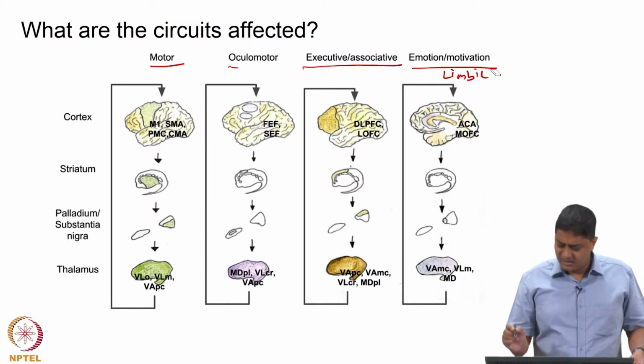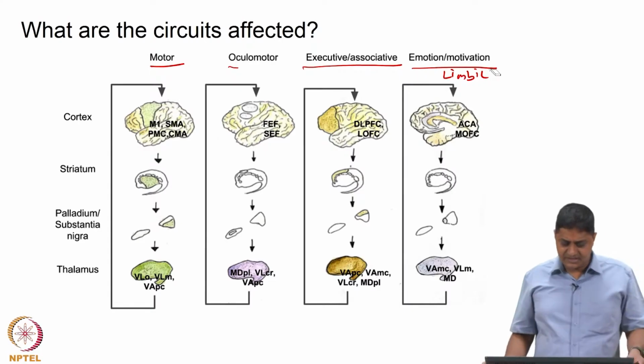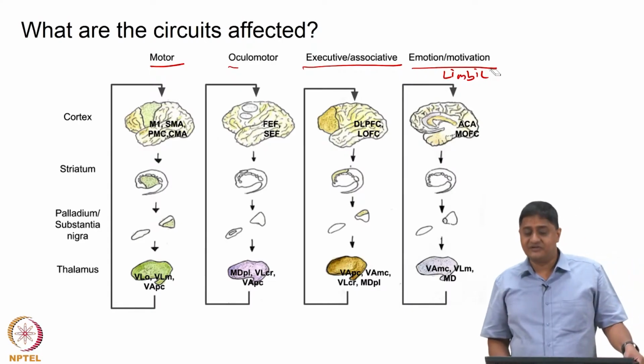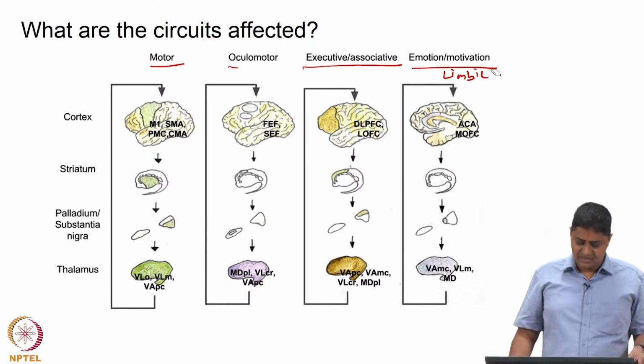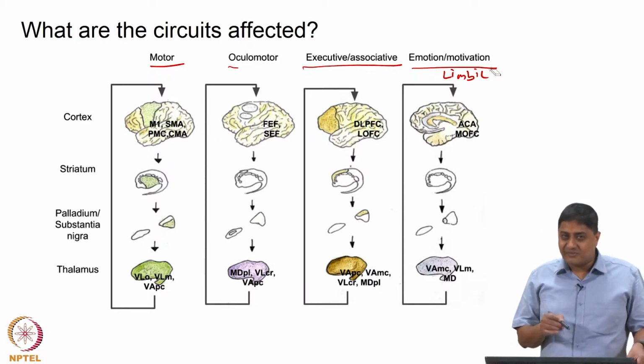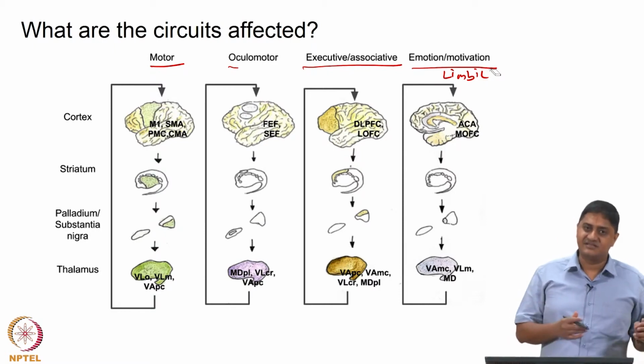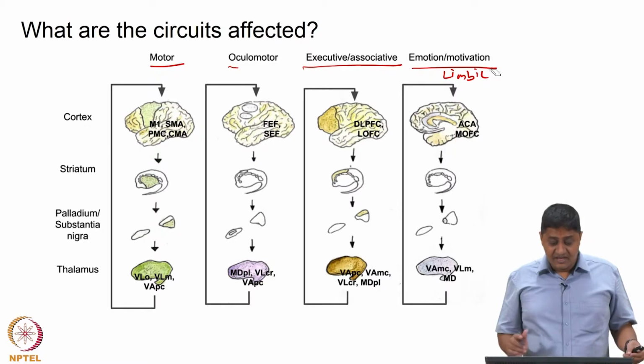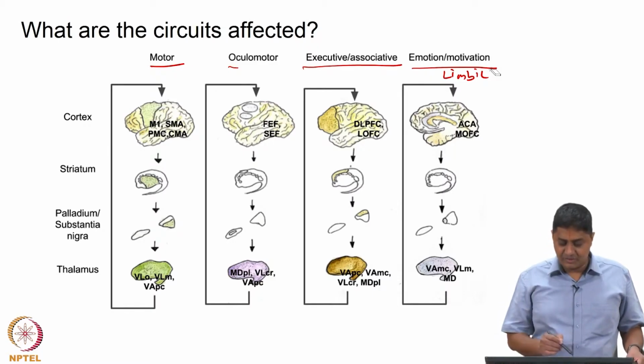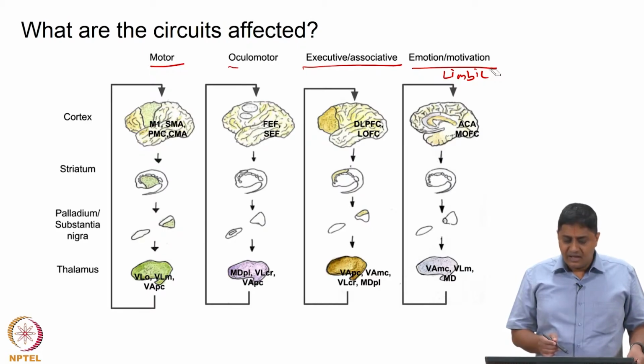Of course, we said which areas of the cortex and which areas of the thalamus project to each other or project to the basal ganglia, and from the thalamus back to the cortex. How this projection happens is something that we saw in a previous class. If one of these loops is compromised, then that particular function is affected.